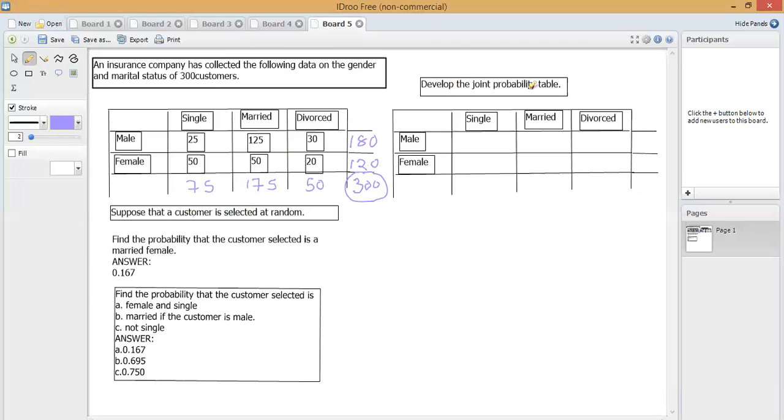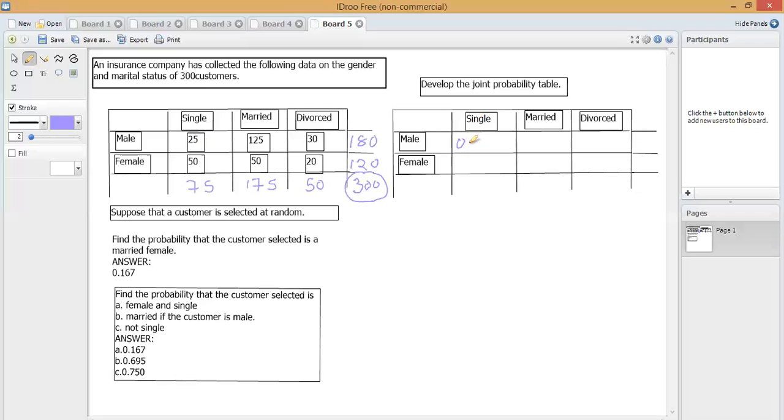Develop the joint probability table. Develop a table for the probability. These are the number of customers, but let's use probability to draw another table. The total sample space is 300, and the counts are 25, 125, 30, 50, 50, 20. So for the single and male, it's 25 over 300.